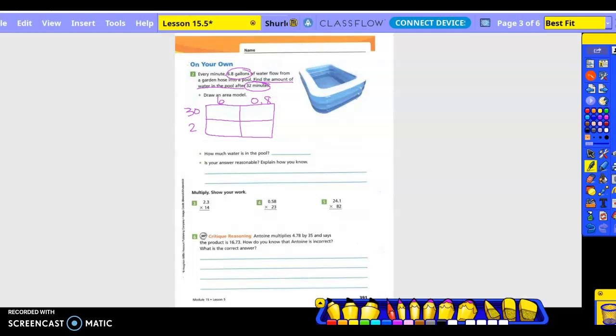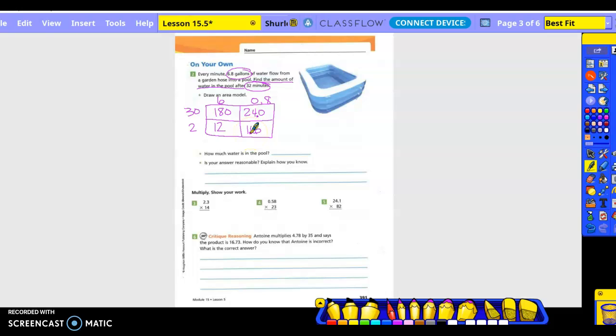Okay, so we're going to bring our boxes together. So 6 times 30 is what? 180. I'm going to bring my 30 and my 8 tenths together. And what is 8 times 30? 240. And how many decimal places do I have? 1. I'm going to bring my 2 and my 6 together. What is 2 times 6? 12. Do I have any decimal places? No. I'm going to bring my 2 and my 8 tenths together. What is 2 times 8? 16. Do I have any decimal places? Yes. How many? 1. So I'm going to come over 1 spot.